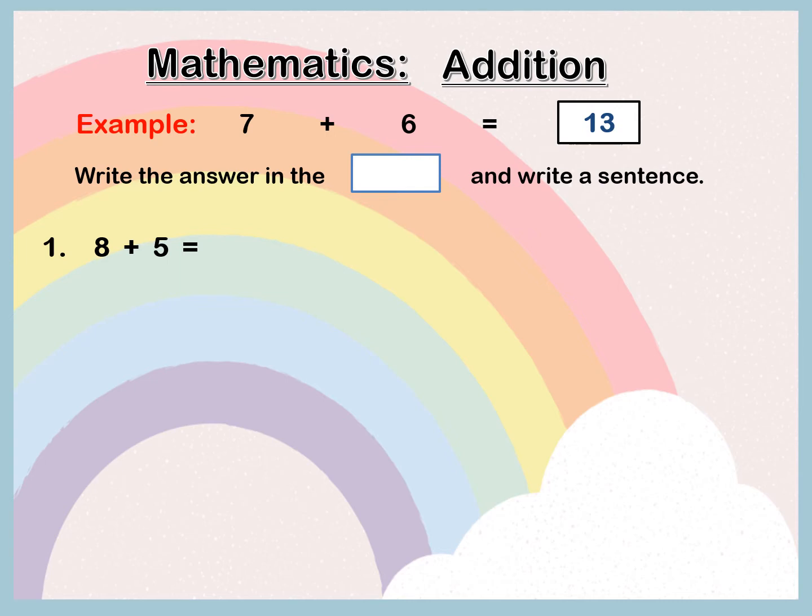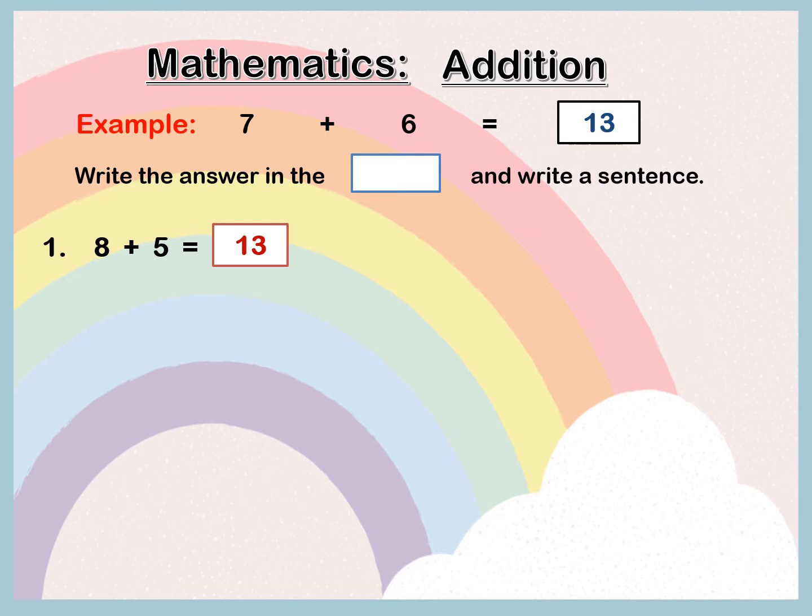Let's start counting again. 10, 9, 8, 7, 6, 5, 4, 3, 2, 1. 8 plus 5 is equals 13. Did you get it right? Good job. 8 plus 5 is equals 13.